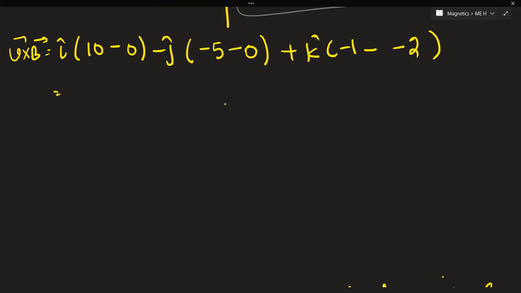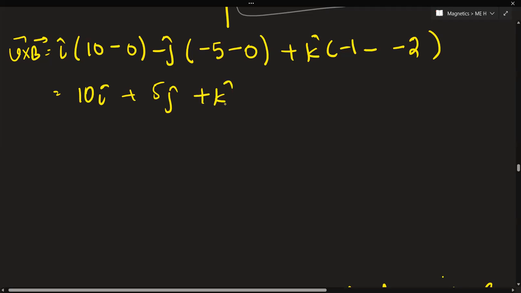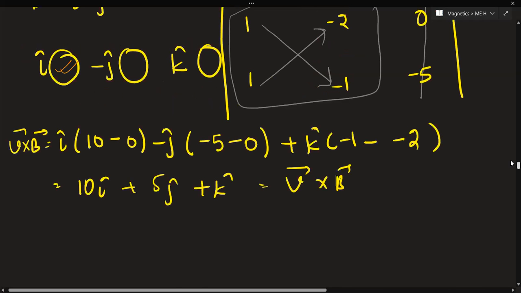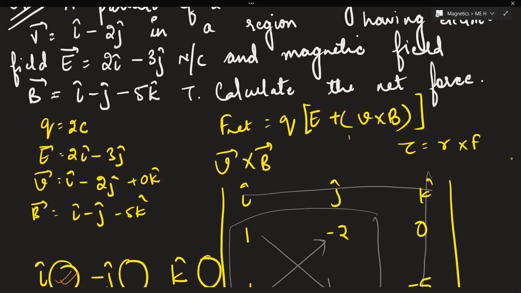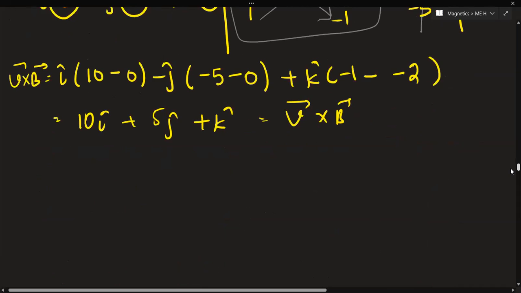Now you just have to write it. This becomes 10 I cap. This is -5 into -j, that gives you +5 J cap. And this is -1 plus 2, so 2 minus 1 is 1, that is K cap. This we have obtained: that is V cross B. What was it? V cross B plus electric field. Here we have now found this; now we have to add the electric field. Electric field is 2I cap minus 3J cap. So add the electric field to V cross B.